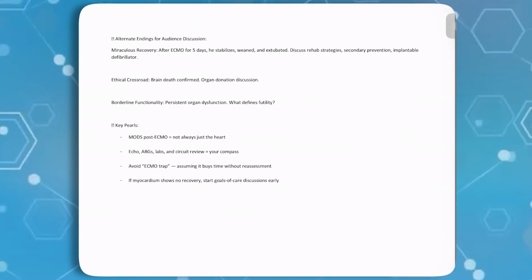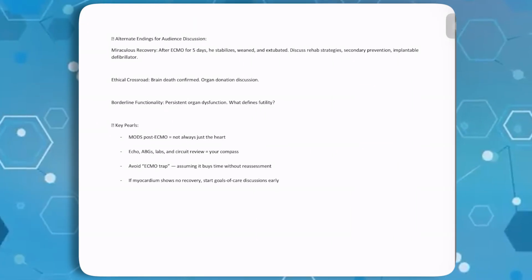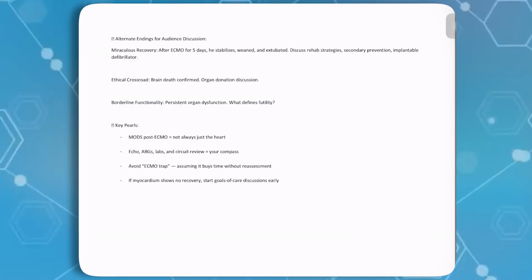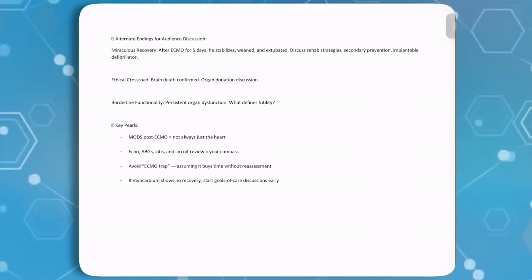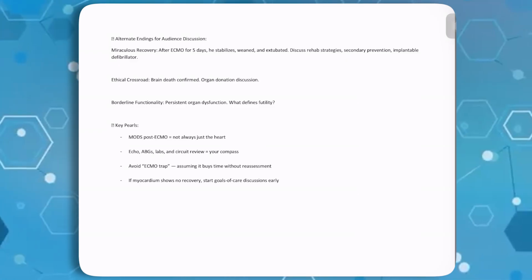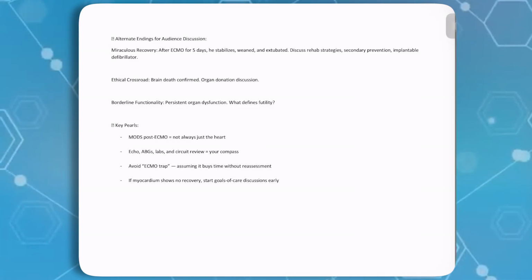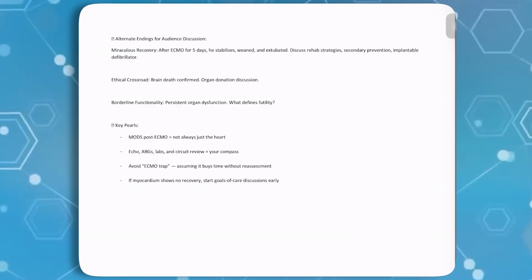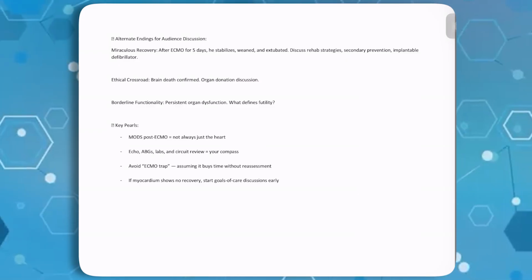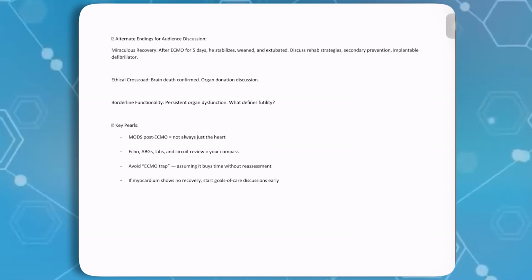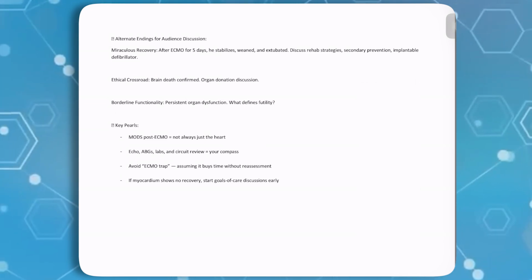So there are alternate endings for all of you. You can all just take a route different from whatever has happened, and the climax can change. For example, this patient can have a miraculous recovery. After ECMO for 5 days, he stabilizes, is weaned off, extubated, and you discuss rehab strategies, secondary prevention, and maybe an implantable defibrillator.